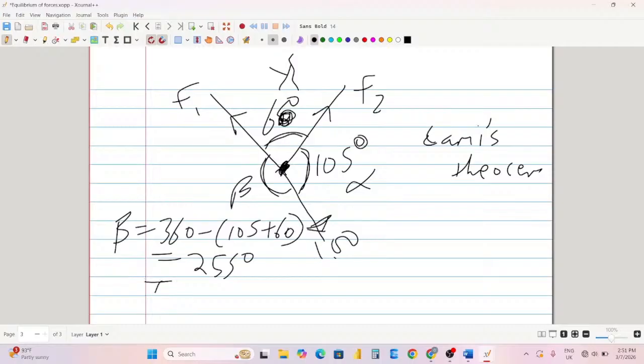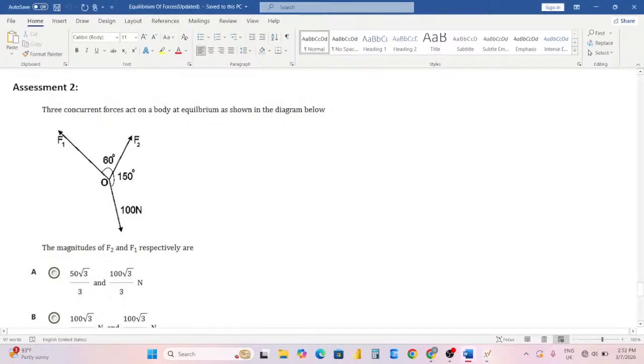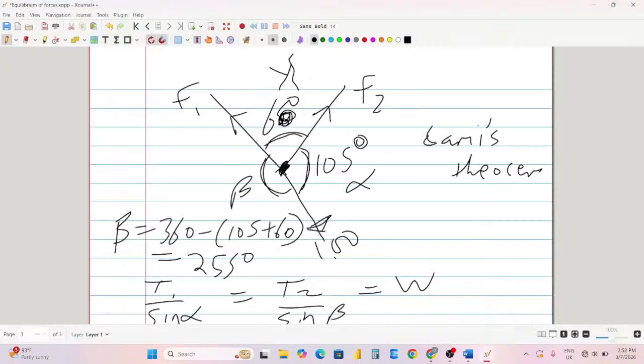From there, T1 over sine alpha equals T2 over sine beta equals obviously your weight over sine gamma. So use the known to find the unknown. That way, you speed things up. Triangle of forces. So Lami's theorem is the secret to those types of questions.